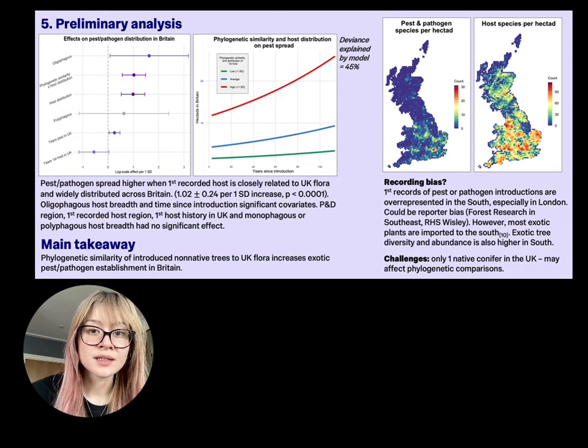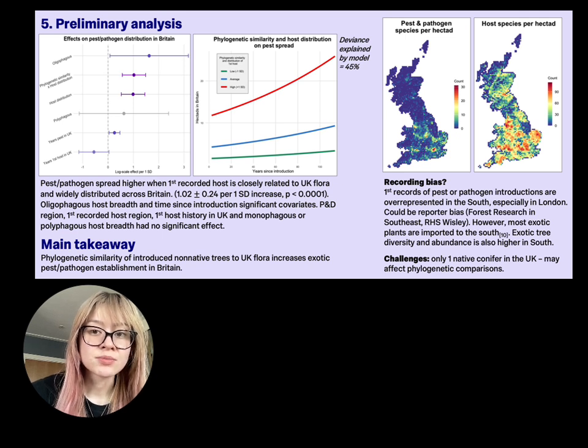Using the data I collected on historical pest and disease invasions in the UK, I have built a preliminary generalized linear regression model to determine what factors affect how widely distributed a pest or pathogen is in the UK. I've calculated a variable called combined prediction, which is the phylogenetic distance of the first recorded host to all other tree species in the UK, multiplied by the distribution of the first host in Britain. This had a significant effect on pest and pathogen spread in the UK.